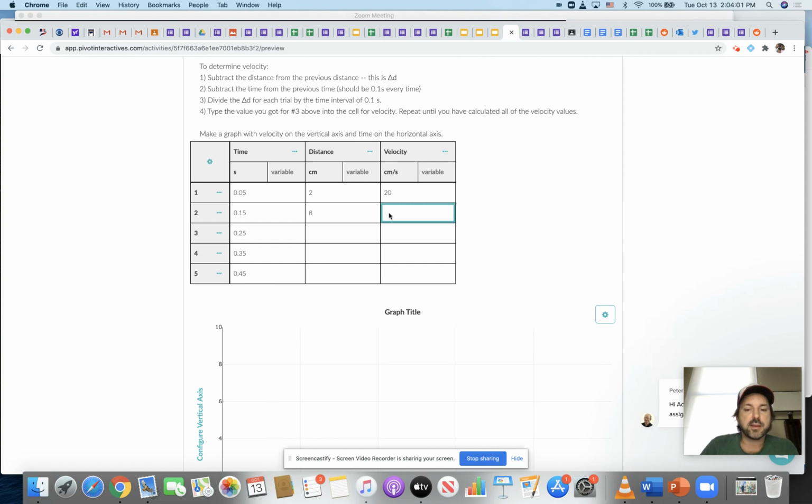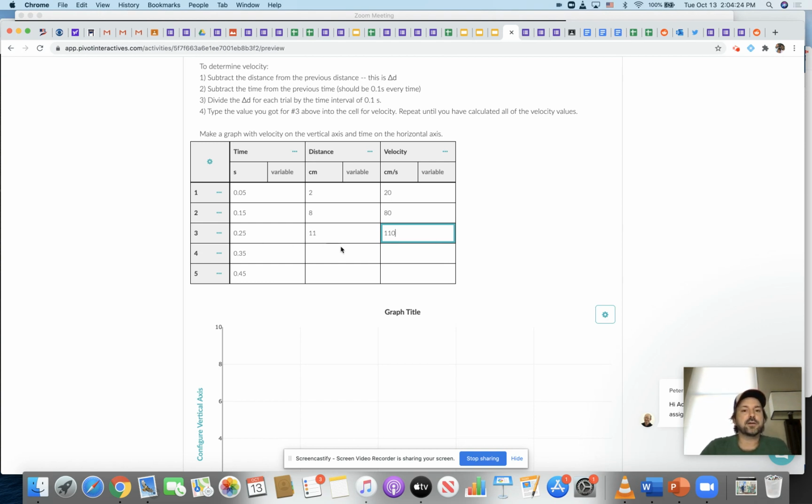So we're going to come over here. 8 divided by 0.1 is 80, right? And then we look at the next 0.1 second interval. We get the distance traveled. So let's say it ends up at 19 centimeters. That's a distance traveled of 11 centimeters, right? So now we do 11 divided by 0.1, 110 centimeters per second, and so forth.